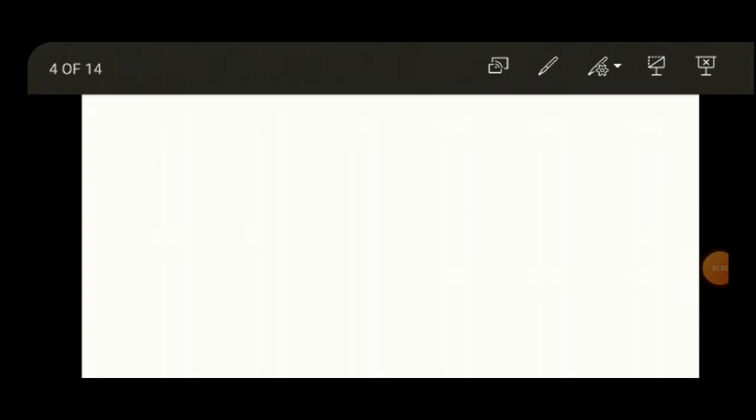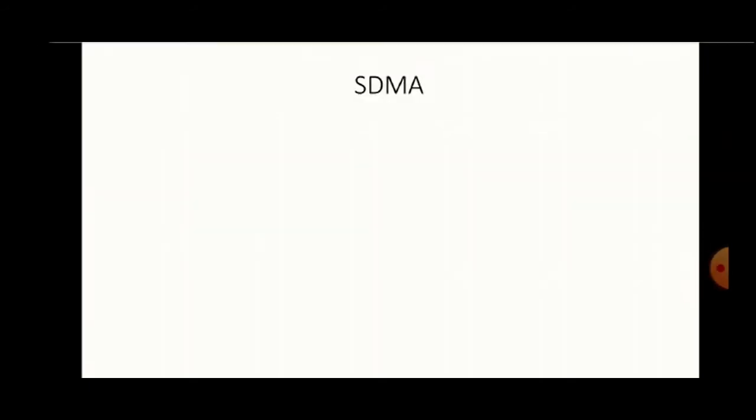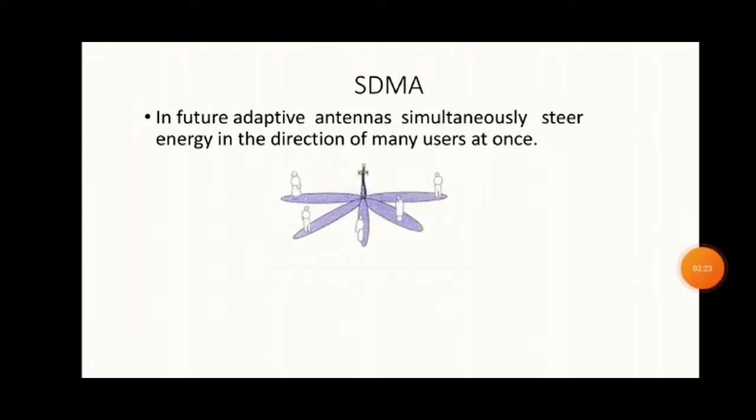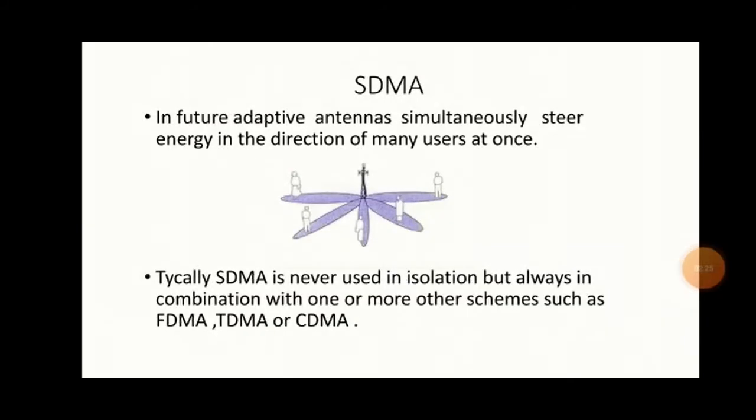In future, adaptive antennas simultaneously steer energy in the direction of many users. We talk about adaptive antennas. Why adaptive antennas? It means the antenna should be able to modify its coverage area depending upon the requirements of the users. Typically SDMA is never used in isolation, but always in combination with one or more other schemes such as FDMA, TDMA or CDMA.